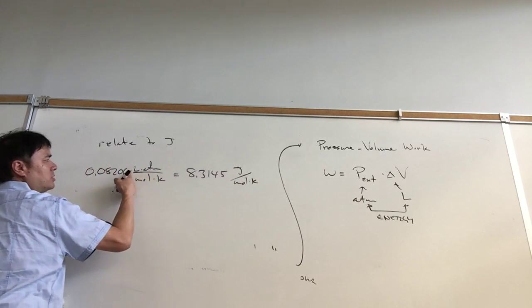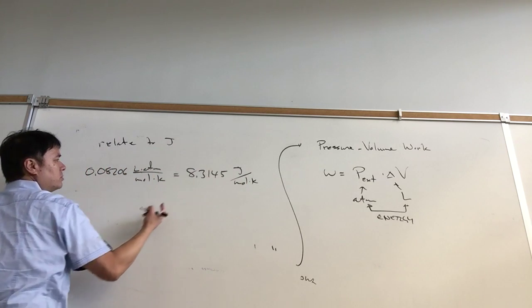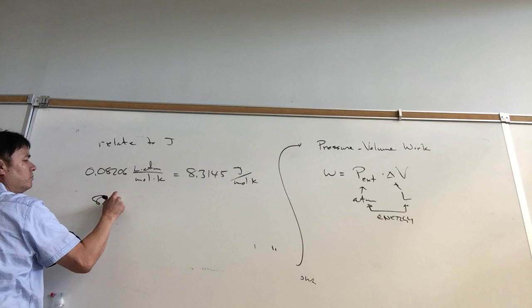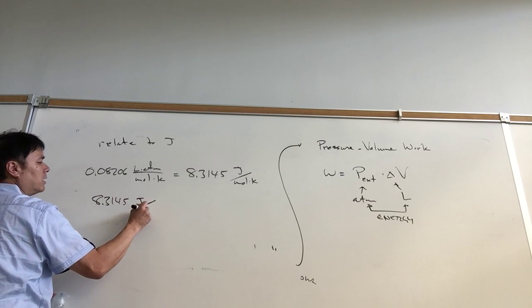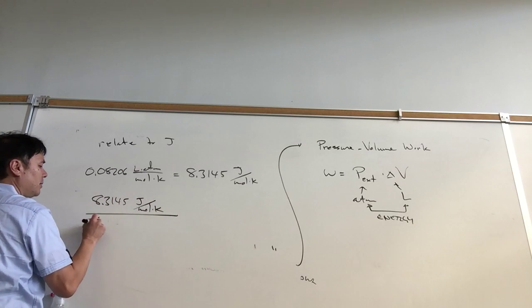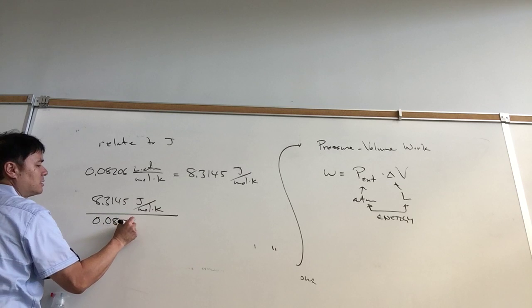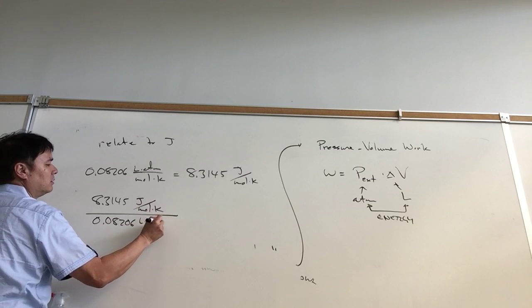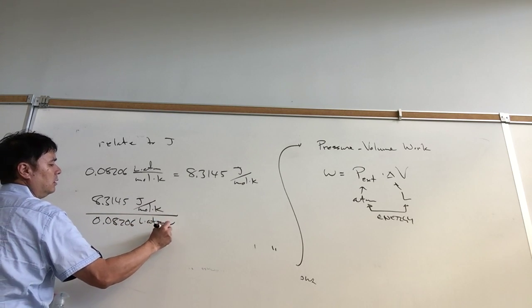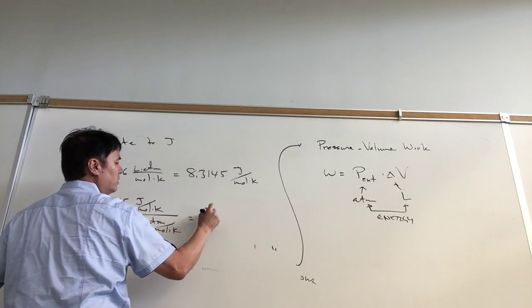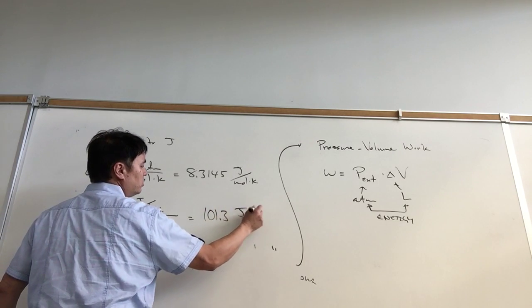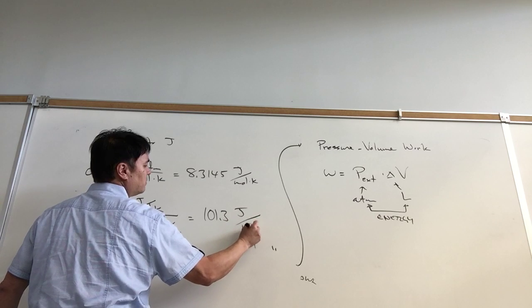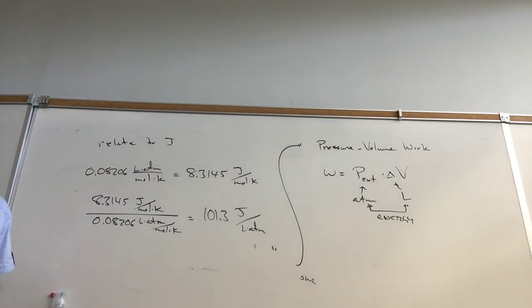And you can see the relationship between liters, atmospheres, and joules. So what we do is we just take 8.3145 joules per mole Kelvin and divide that by 0.08206 liters times atmosphere per mole Kelvin. And we end up with 101.3 joules per liter atmosphere. And so what that says is if you want to blow up a 1 liter balloon with an external pressure of 1 atmosphere, it's going to cost you 100 joules of work.